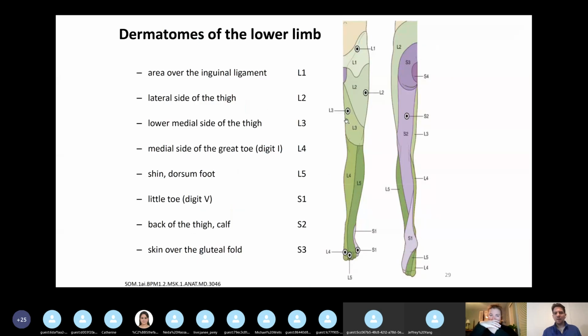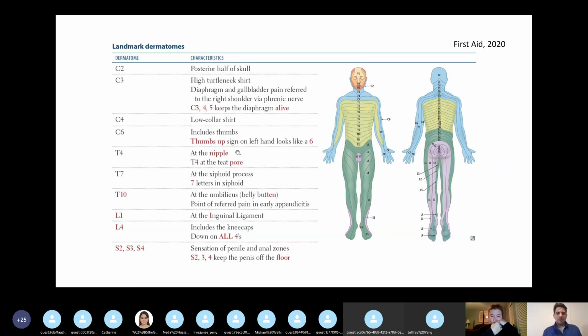Okay, dermatomes of the lower limb, really important. Some of the more important ones: L1 is going to be the inguinal canal. L4, remember, drop on all fours. That's your knee. S1 is going to be your Achilles reflex. Okay, this is good. I pulled this from First Aid. Just good to know these in general.